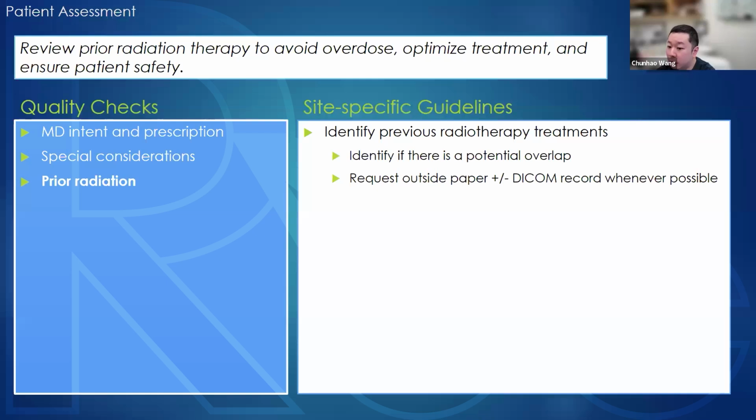And then we need to request the outside record whenever possible. If there's no overlap, probably the paper record is going to be sufficient. But if there's any potential overlap, we definitely want to request the prior DICOM record, including the scan and the dose distribution.